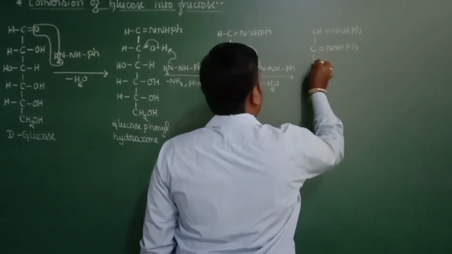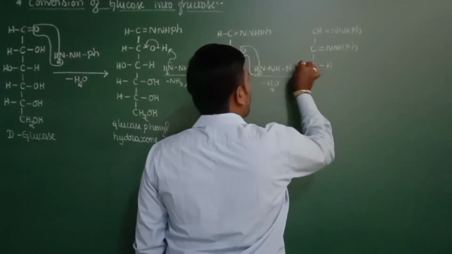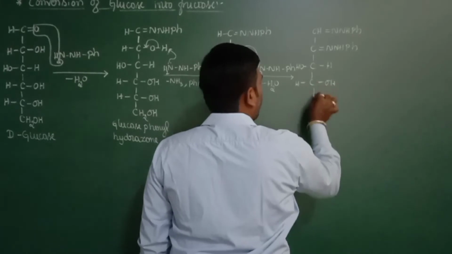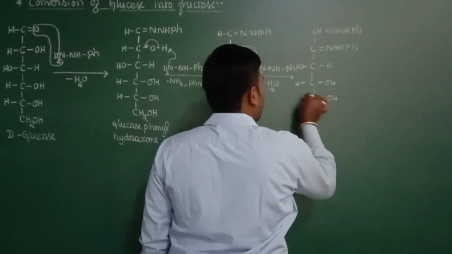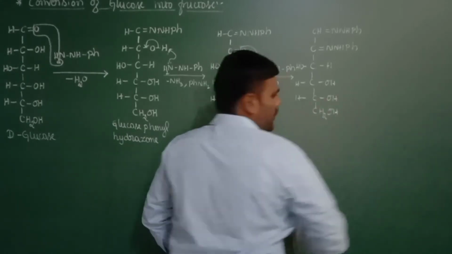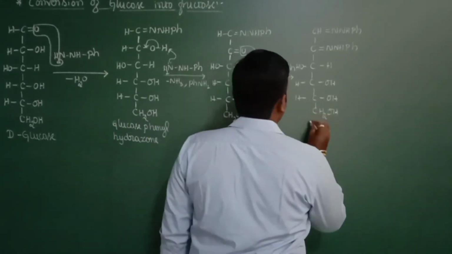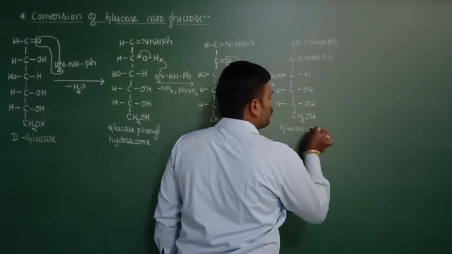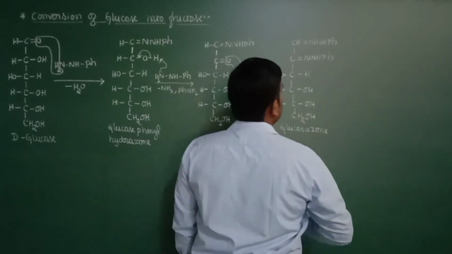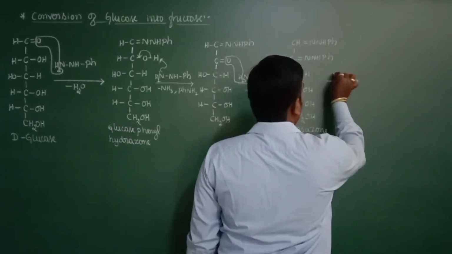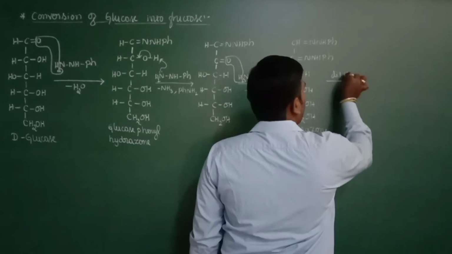and third position, fourth position, fifth position, and at the sixth position CH2OH. Right. So here we got glucosazone, and this glucosazone is further subjected to hydrolysis with dilute HCl.